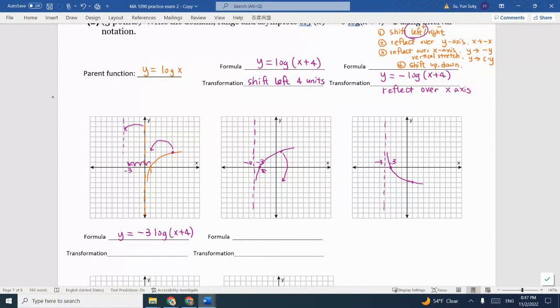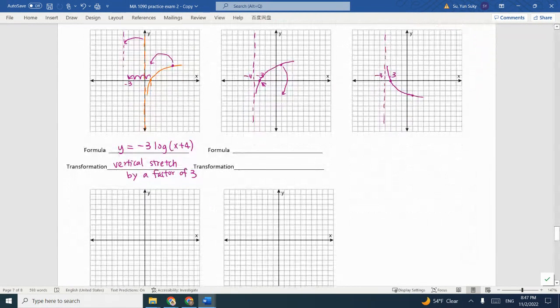So vertical stretch by a factor of 3. Let's see that key point, -3, 0. Because your y coordinate is 0, and 0 multiplied by 3 is still 0. And then the vertical asymptote at -4 stays the same.